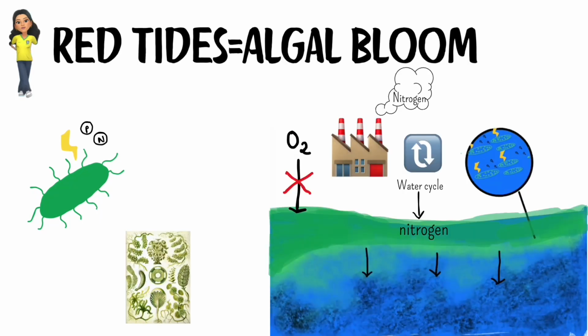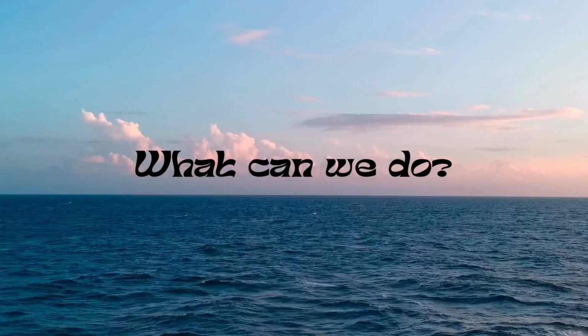The nitrogen that is emitted by urban factories, for example, will end up in the water because of the water cycle, and at the end, it will be the same. Dead zones will be created.